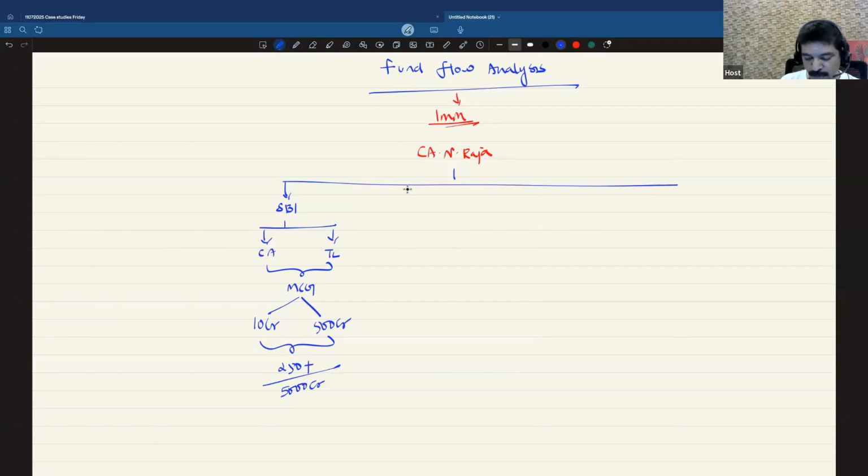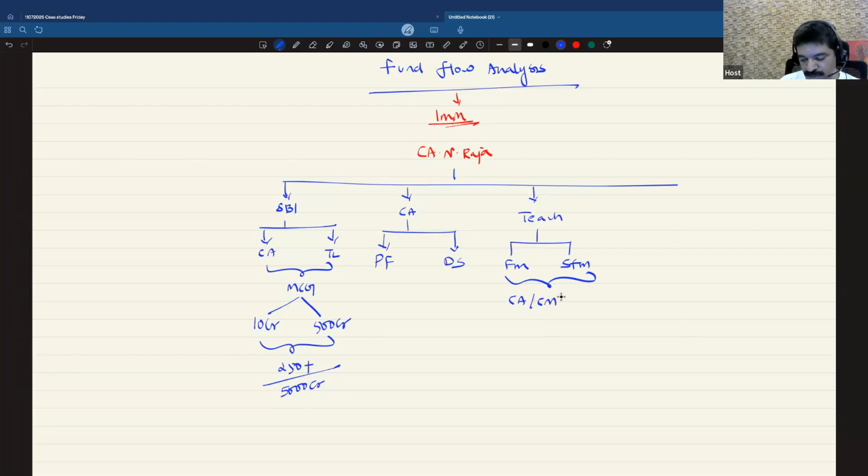Then I came out of SBI, started my CA practice, and had my practice for a period of 7.5 years. During that period, I focused on project finance and debt syndication as my core practicing areas. I also used to teach professional course students subjects like financial management and strategic financial management, mainly for students pursuing professional courses like CA, CMA, CS. I was also invited by banks to conduct training programs. I've conducted training programs on working capital, term loan, financial analysis.